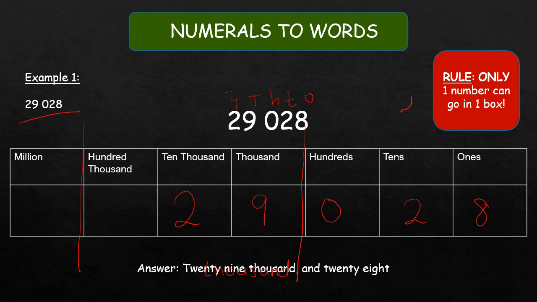And these two numbers, 29,000. And then what is this number as a digit? 29,028.